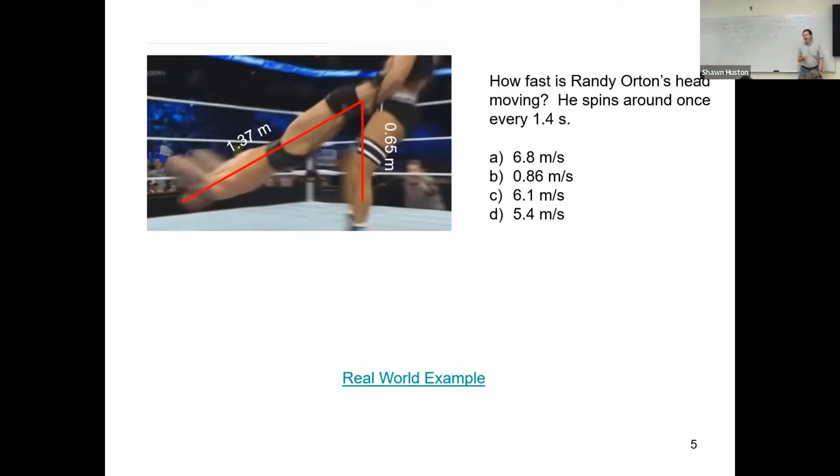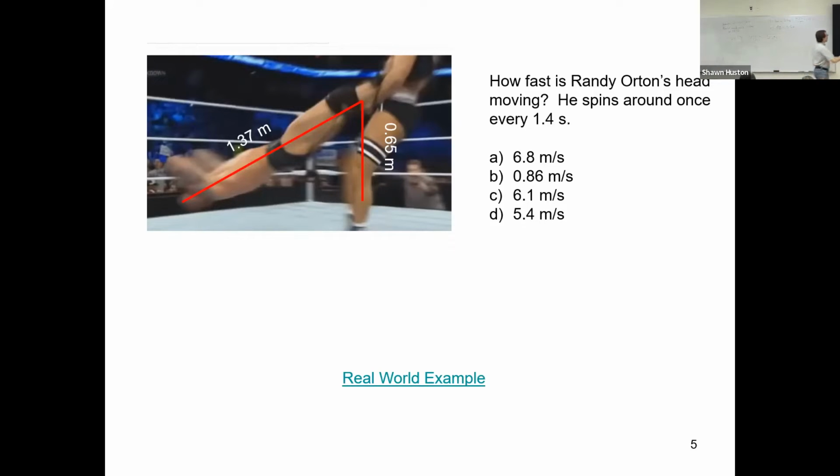So this is Randy Orton here. He's being spun around in a circle by somebody who apparently is not his friend. If you guys want to watch the video of this, it's in the PowerPoints, click on it. I'm not gonna play it. Sorry. So he's being spun around in a circle, and I've given you a couple pieces of information here on the screen.